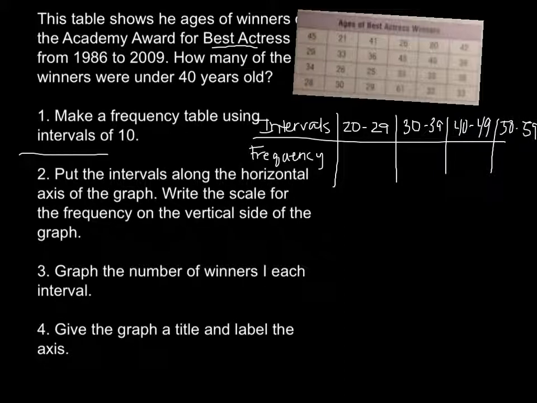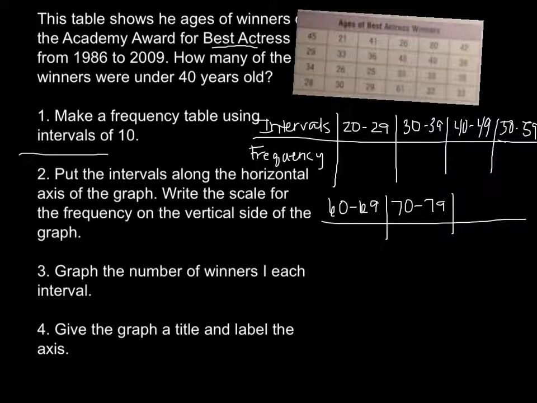Well, I think that's where we're going to have to, well, we could jump down here. Then we have 60 to 69. We have 70 to 79 and 80 to 89. Okay, so again, this is our intervals on top, our frequencies, how often those occur.